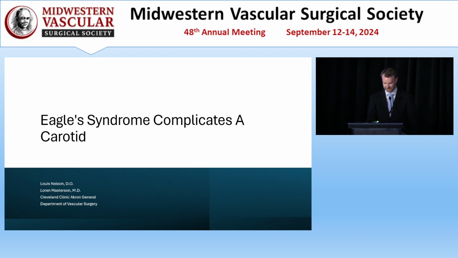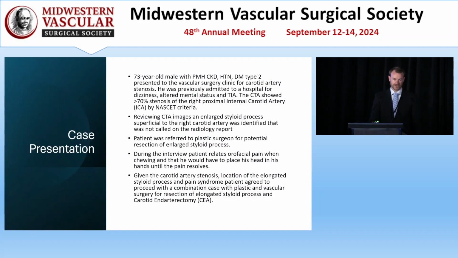All right, so the case presentation was a 73-year-old male who originally presented to our vascular clinic due to carotid artery stenosis. He was previously admitted to the hospital due to dizziness, altered mental status, and TIA. At that time, he actually had a CTA that showed greater than 70% stenosis of the right proximal internal carotid artery by NASCET criteria.